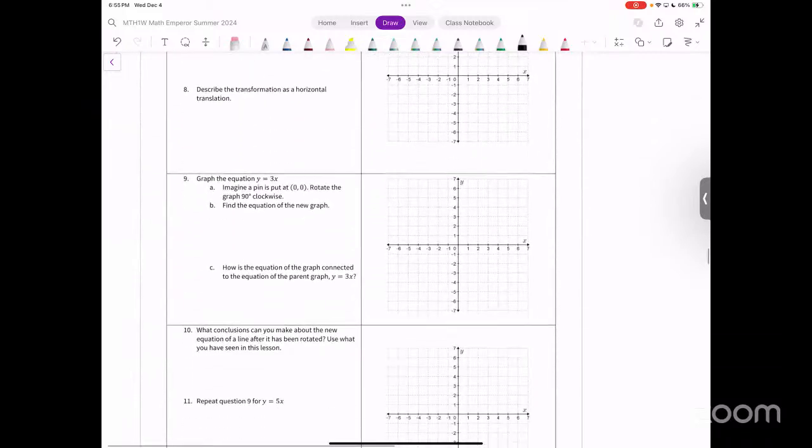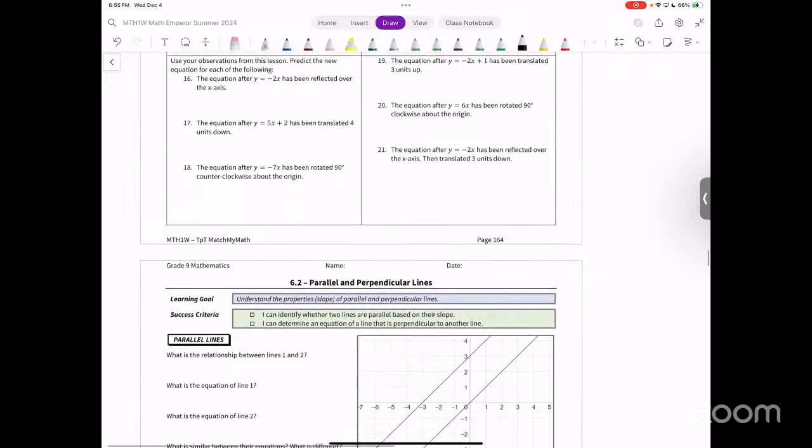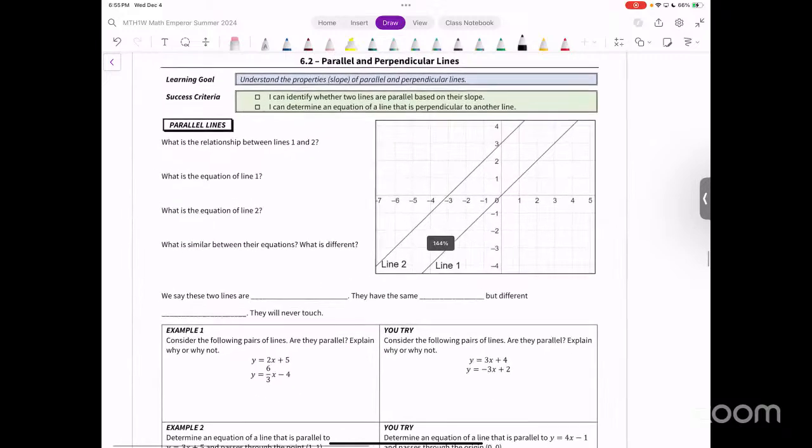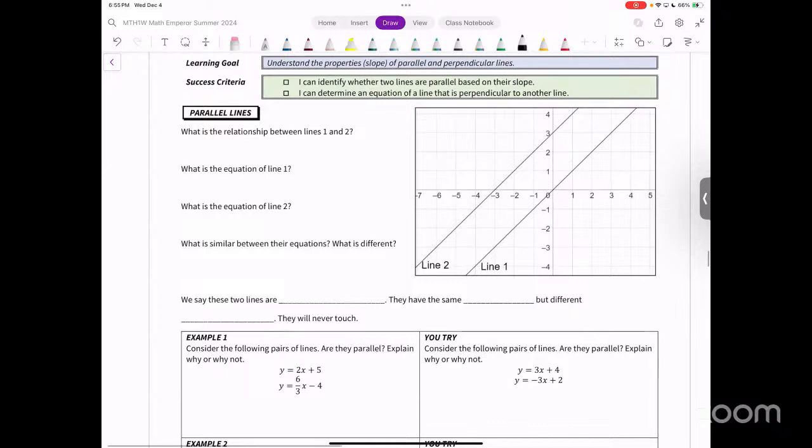Moving back to talking about, time permitting, we're going to come back to parallel and perpendicular lines. So we want to observe a few things about two lines that are parallel. We already talked about if two lines are parallel, the slope must be equal, isn't it? So let's go back to that question here. What is the relationship between line one and line two? We know they are parallel.